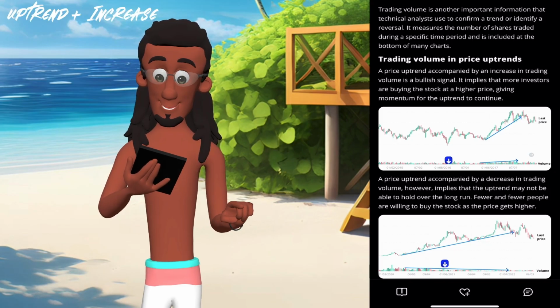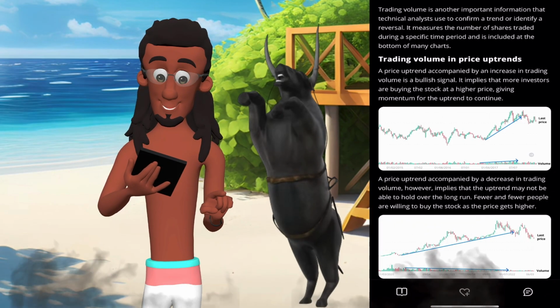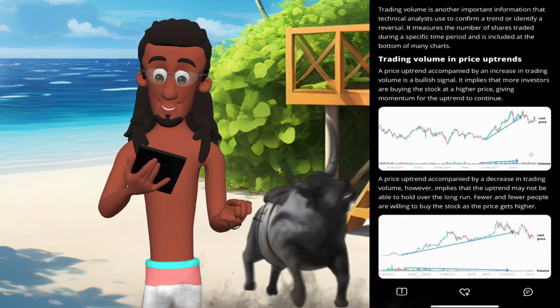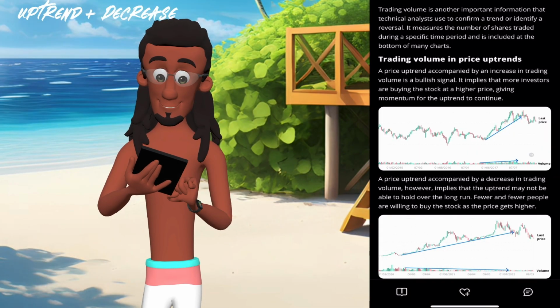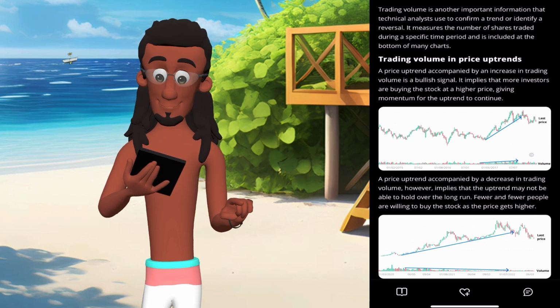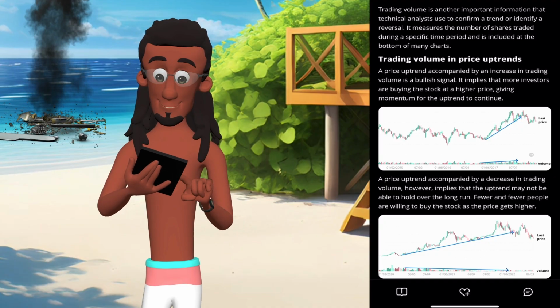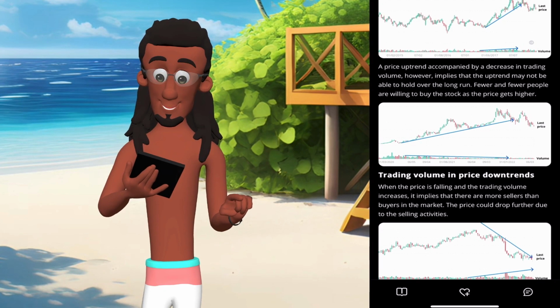Trading volume and price uptrends. A price uptrend accompanied by an increase in trading volume is a bullish signal. It implies that more investors are buying the stock at a higher price, giving momentum for the uptrend to continue. A price uptrend accompanied by a decrease in trading volume, however, implies that the uptrend may not be able to hold over the long run.